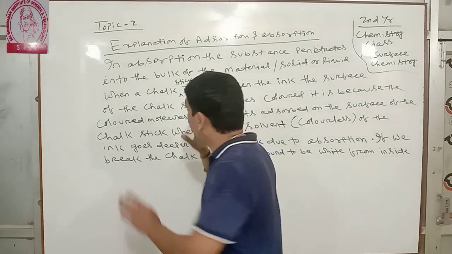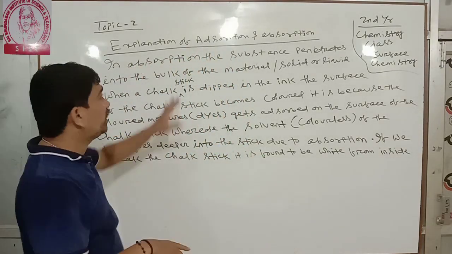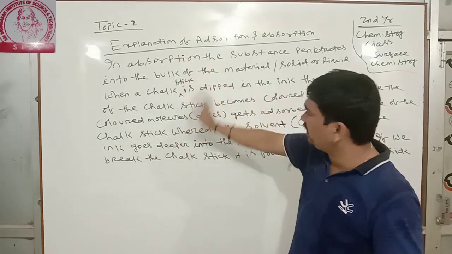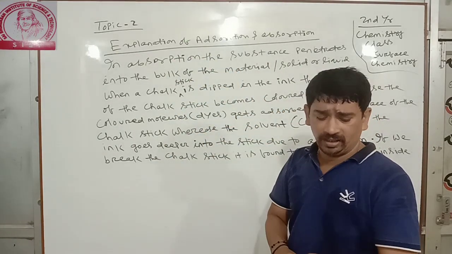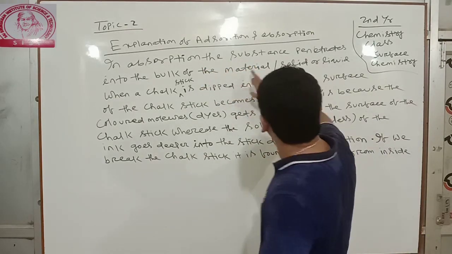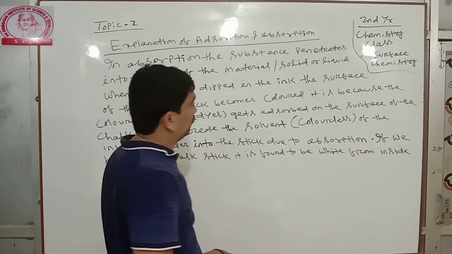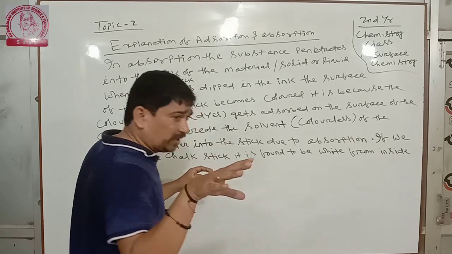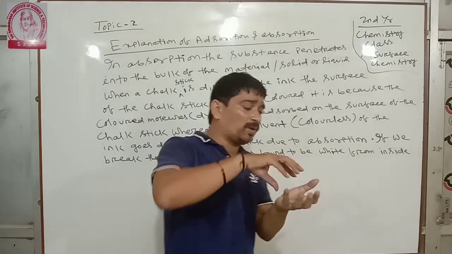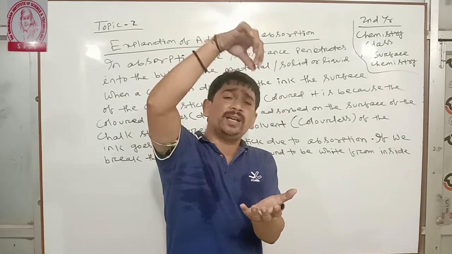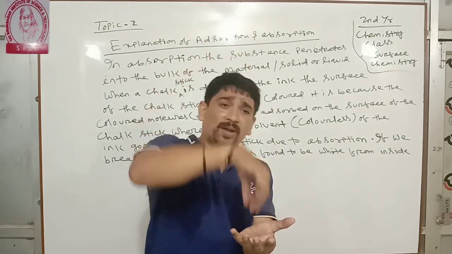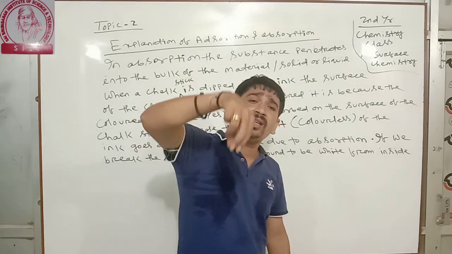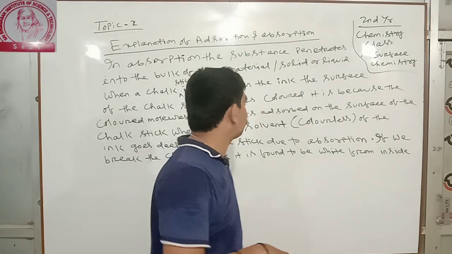Look at this very important example, and this is the clear understanding of adsorption and absorption. In order to understand adsorption and absorption, I think this is the very vital example, and you can thoroughly understand it. In absorption, the substance penetrates into the bulk of the material, solid or liquid. Like in this example, a chalk stick is dipped into ink. Whenever we dip the chalk stick into the ink, what will happen?